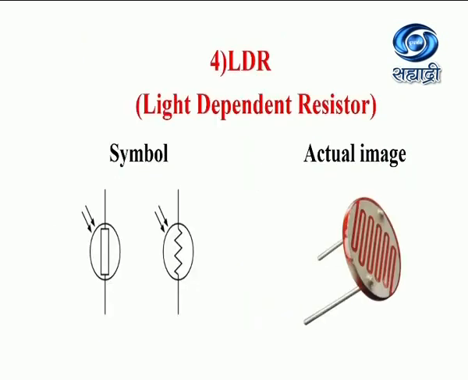The fourth transducer is the light dependent resistance, that is LDR. This is a type of light transducer. It is used to convert light energy into electric energy. So this is the symbol. Basically it is a type of resistor with arrows. That's why the symbol is like a resistor, and this is the actual image of an LDR.